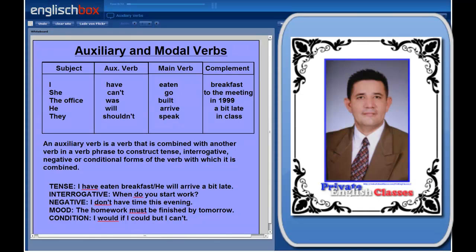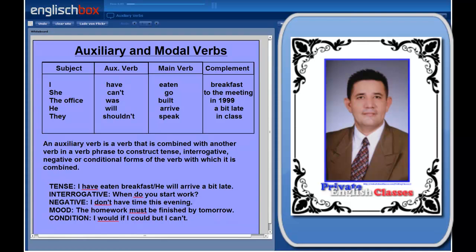So for example, a tense form with an auxiliary verb could include I have eaten breakfast or he will arrive a bit late. Here the auxiliary verb in the first example, I have eaten breakfast, is used to place the sentence in the present perfect. Similarly with the auxiliary will, it is used to place the sentence in the future.